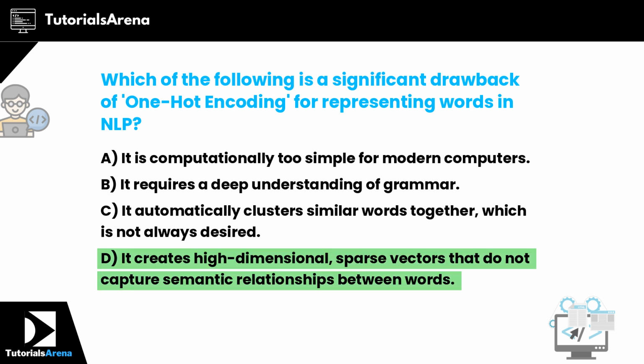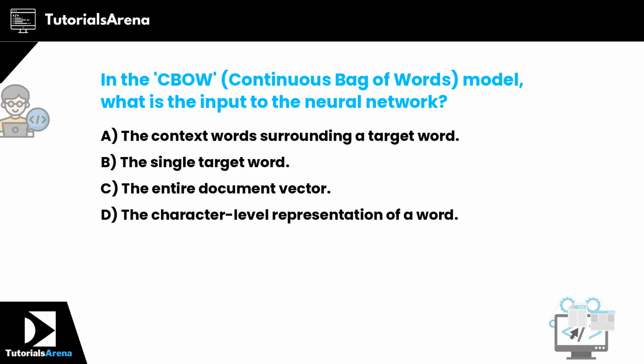The correct answer is option D. It creates high-dimensional, sparse vectors that do not capture semantic relationships between words. In the CBOW, continuous bag of words, model, what is the input to the neural network?